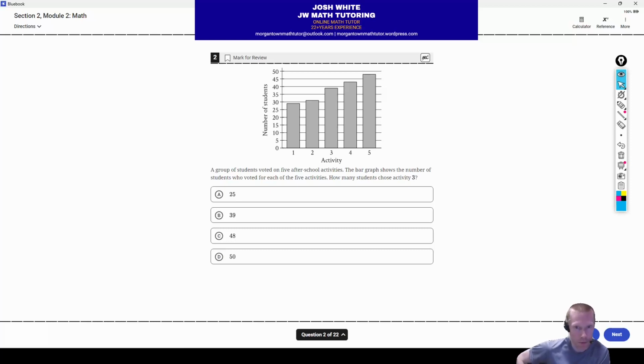All right, next we have a bar graph here, basically a histogram. And how many students chose activity 3? Well, we don't know the exact number here because it's between 35 and 40. It looks closer to 40, obviously, than 35, so maybe like 38, 39. But when you look at the answer choices, 39 is the only one that's in that range or around those numbers that makes sense. So the correct answer is going to be letter B, 39.